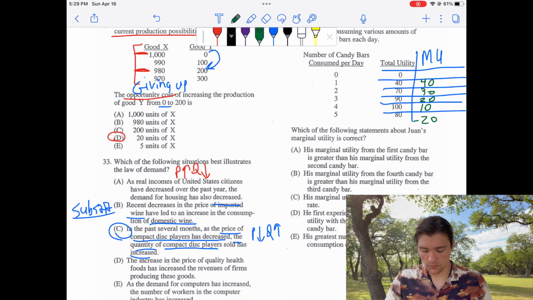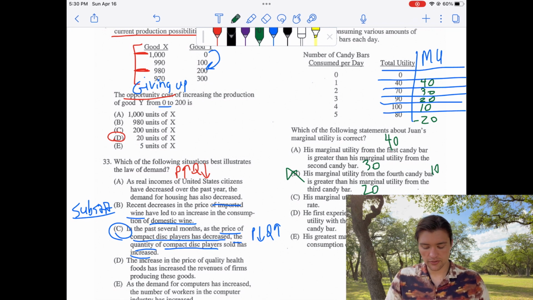So, is your marginal utility from the first candy bar greater than the marginal utility of the second? Well, your marginal utility of the first one was 40, and your marginal utility from the second one is 30. So, A could be true. Let's take a look at the other ones. Your marginal utility from the fourth candy bar is greater than the third. Well, your fourth one is 10, and your third one is 20. So it's not that one.